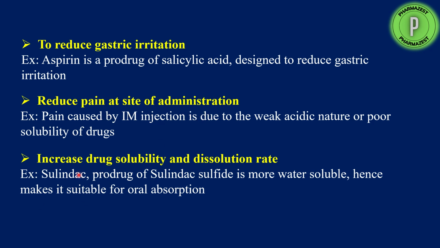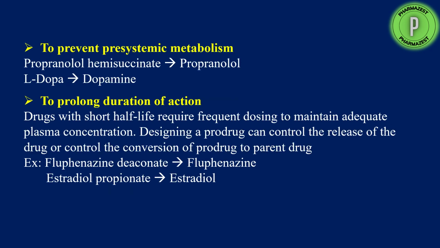Next is increasing drug solubility and dissolution rate. Sulindac is a prodrug of sulindac sulfide, which is more water soluble and hence is available for oral absorption. Because it is more water soluble, when you give it in an oral dosage form, it will be more available compared to sulindac sulfide, which is less soluble. As a result, you can increase the drug solubility and dissolution rate, and it becomes more available at the site of action.